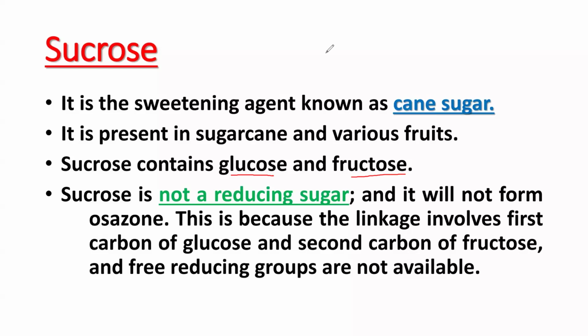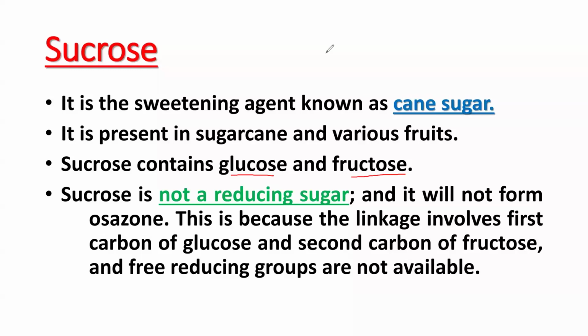So that is why we said, in the case of sucrose, remember the first carbon of glucose is the anomeric carbon, or the carbonyl carbon, while the second carbon of fructose is also the carbonyl carbon, the keto group. So they are all involved in the formation of the glycosidic bond. And that is why there are no free reducing groups left. As a result of that, they are considered non-reducing sugars.